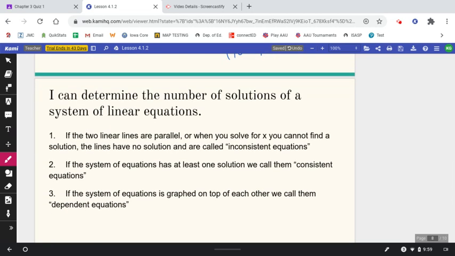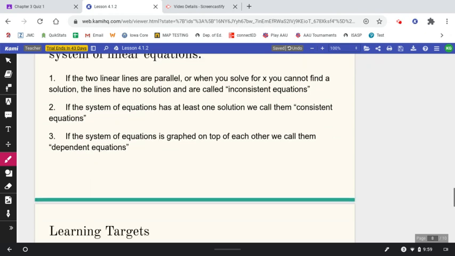Okay, remember this is from last lesson. So if two lines are parallel, they have no solution and they are called inconsistent equations. If the system of equations has at least one solution, we call them consistent equations. And if the system of equations is graphed on top of each other, we call them dependent equations.